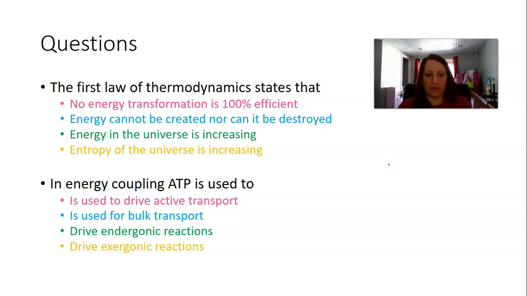So hopefully you answered green. ATP is going to be released by exergonic reactions, and it's going to be used to drive endergonic reactions, build up anabolic reactions that require energy. Those uphill reactions.